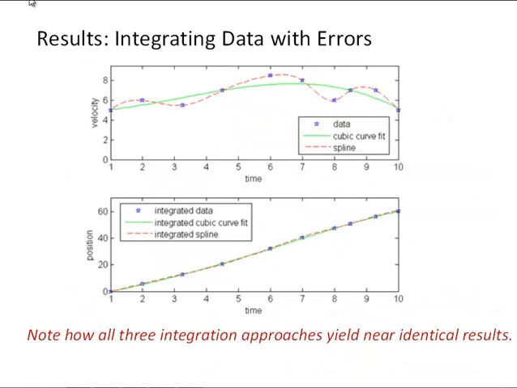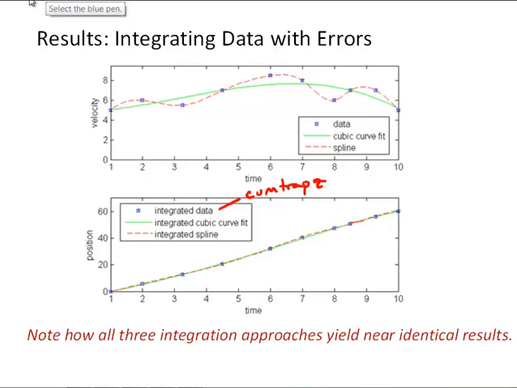So here's our data along with the cubic curve fit in green, and the spline, which goes through all of the data points, in red dashes. And in the lower subplot here, we have the integrated data directly, so the stars are integrating the data directly with cumtrapz. The green line here is the integral of the cubic curve fit, and the red dashed line is the integral of the spline interpolated data.